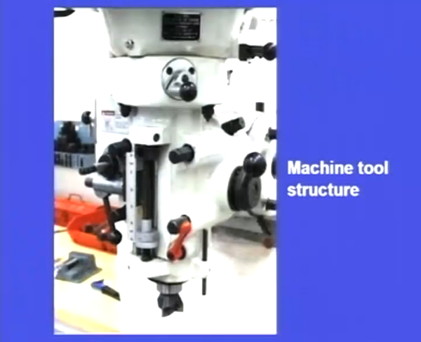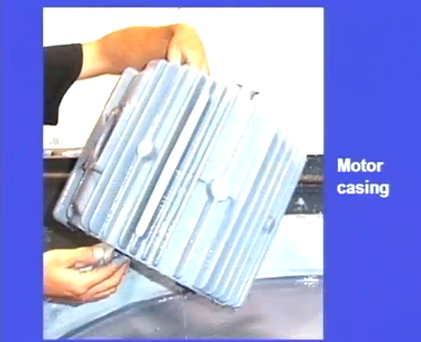One is machine tool structures. Here we can see a machine and outside we can see a machine structure. This white colored one is the machine structure. Inside, all the machine components will be there. Outside is this hard, thick casing, which is the structure. This structure is made by casting. This is a motor casing. This is manufactured by metal casting.